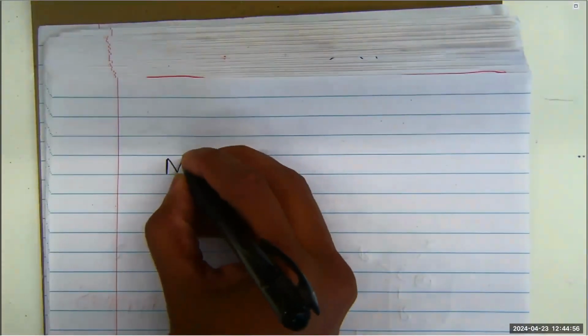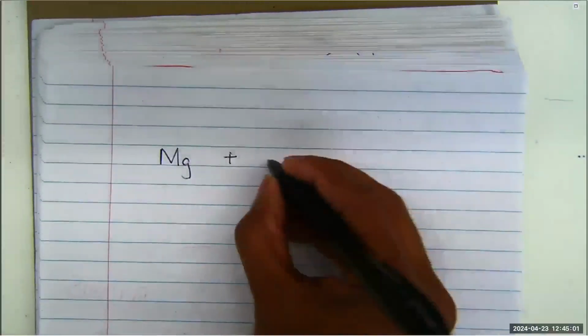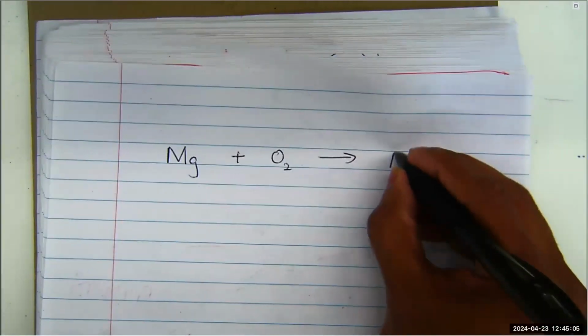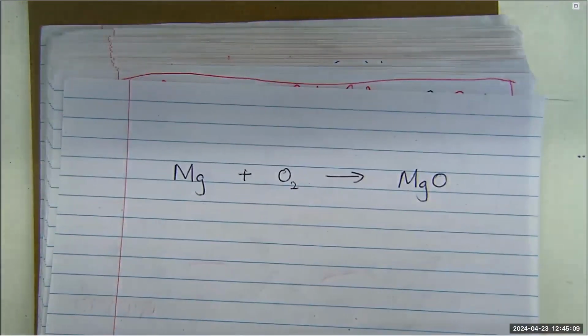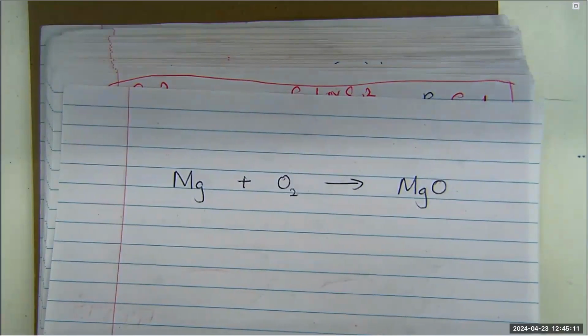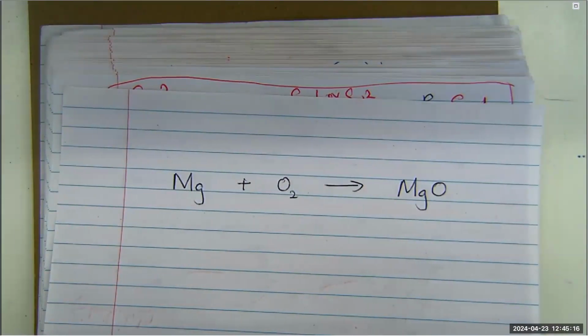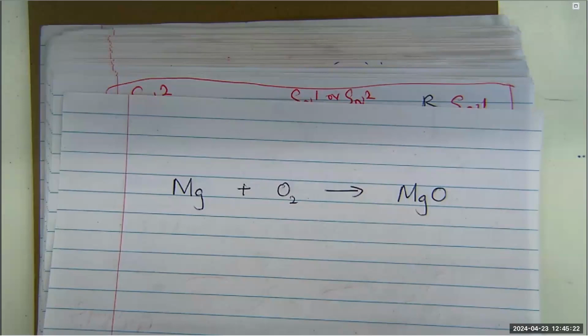So let's think about magnesium reacting with oxygen to produce magnesium oxide. I omitted the phases. I don't care about that, at least for now. What I want to know is what happened to magnesium and what happened to oxygen during this reaction.